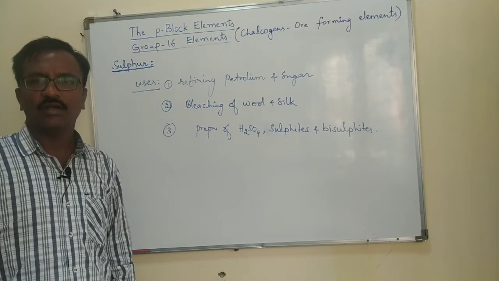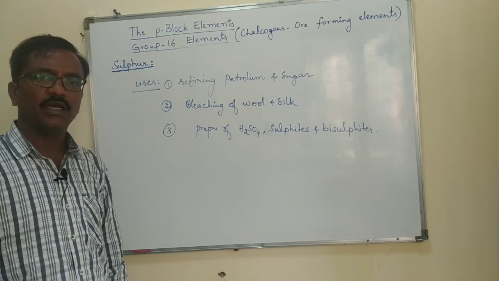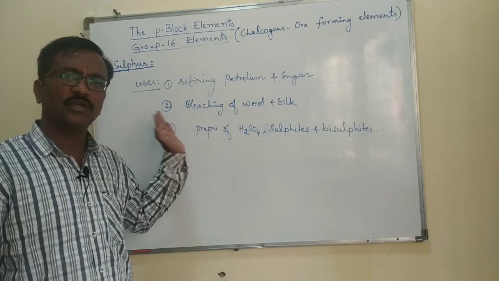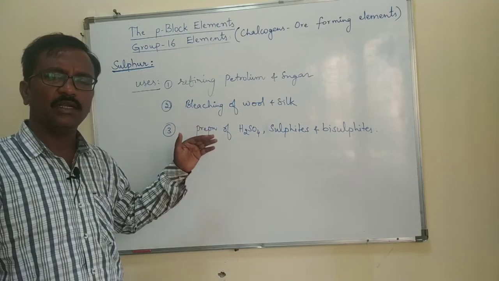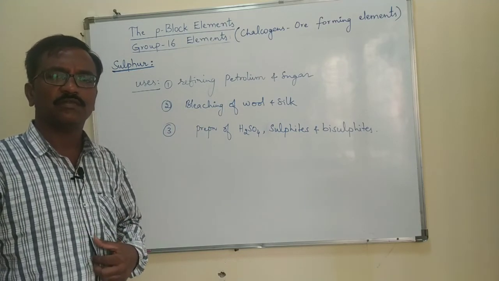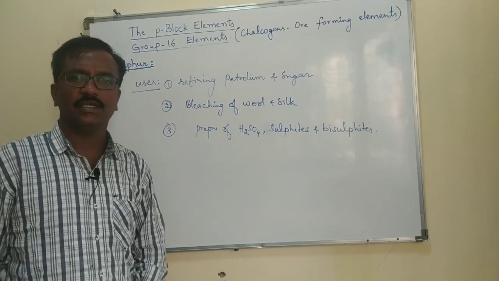The next one is oxo acids of sulfur and sulfuric acid. Oxo acids of sulfur, some only structures, not detailed. The main oxo acid is sulfuric acid. That is a very important one. We'll discuss it in the next class.